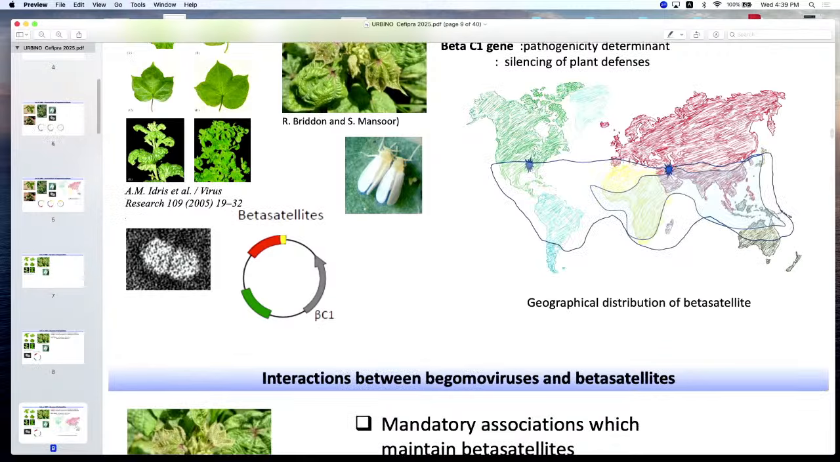The geographical distribution of these molecules is mainly in West Africa and Asia, up to the east part of Asia. There are no satellites in the Mediterranean basin except in Egypt and now in Israel and Jordan. There was also an arrival of beta satellite in the US with cotton, but then it was eradicated.